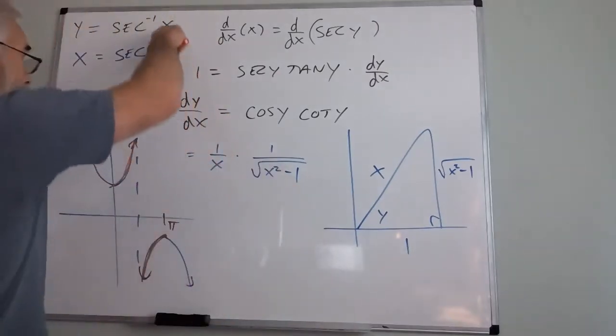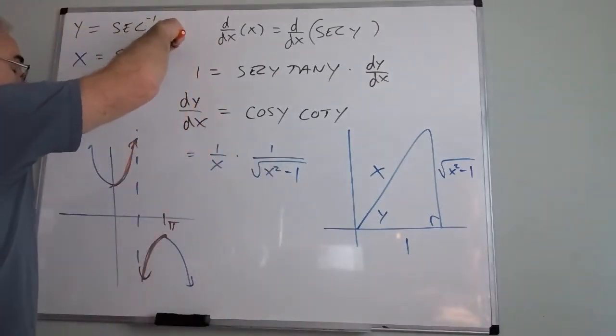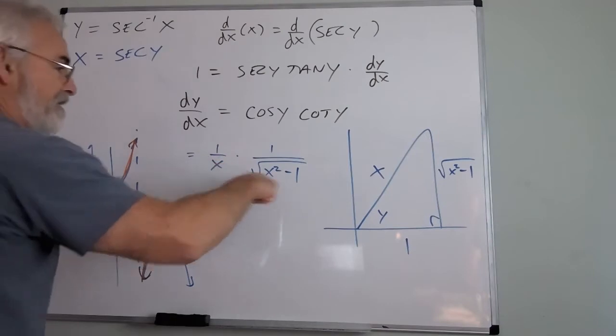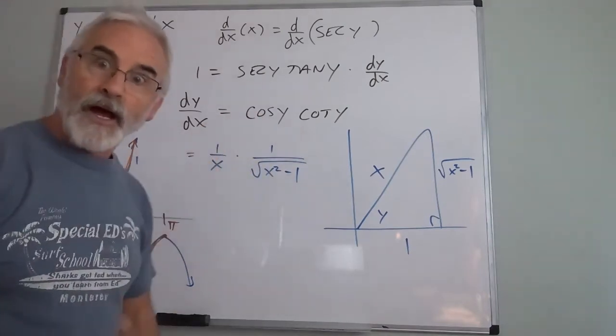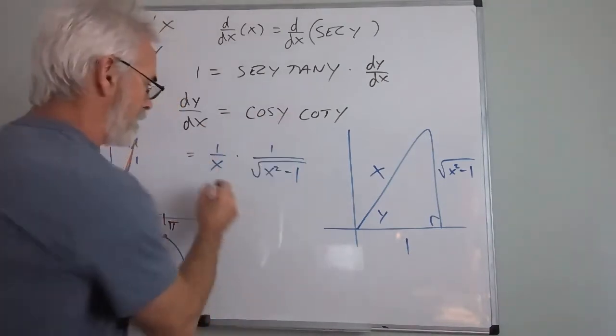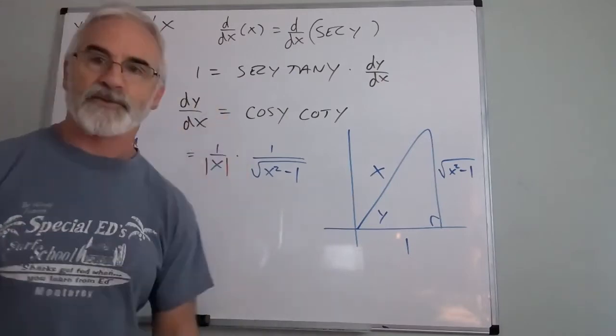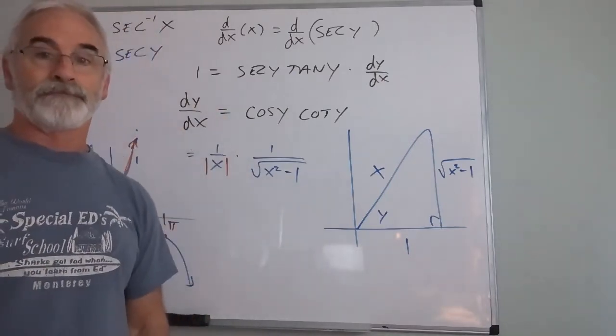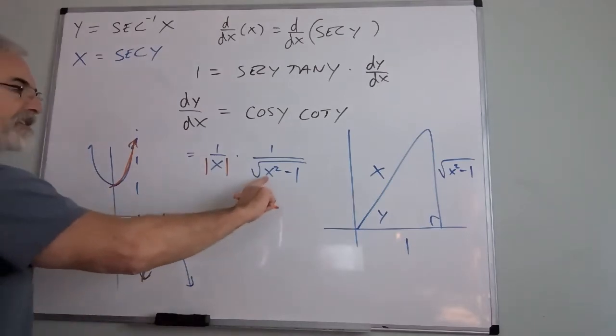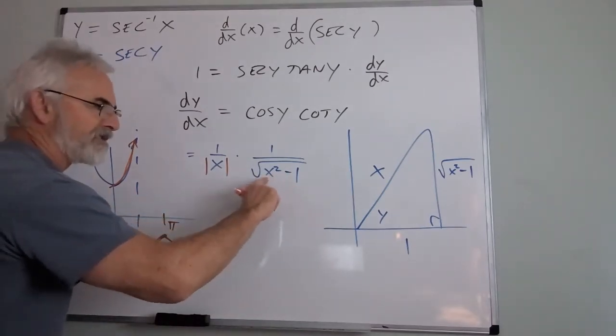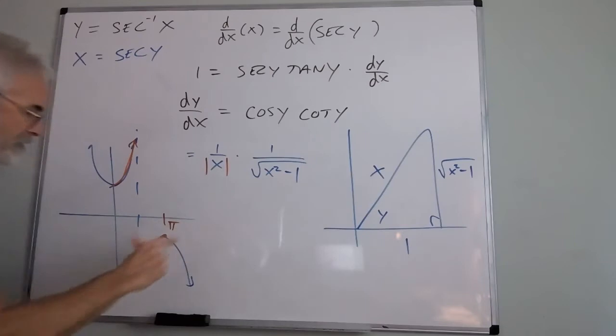But we've already said there's nothing wrong with this x being a negative number. But if x is a negative number, that makes this quantity negative. What do I do? Absolute value. That's what you do. Now, if you notice, x squared minus 1. If x is 0, we have a problem. But x can't be 0.